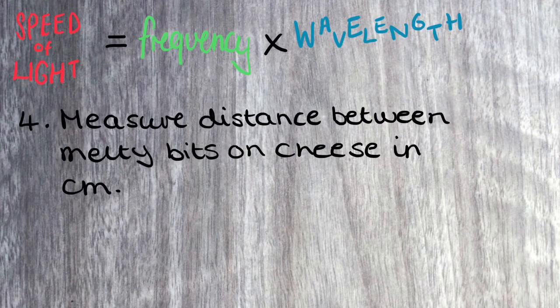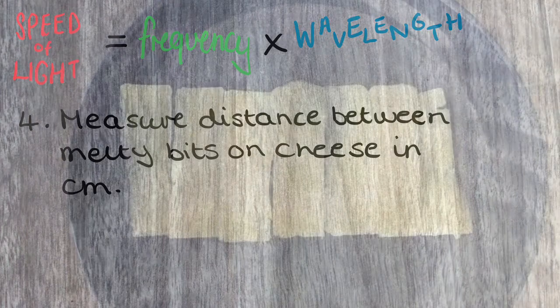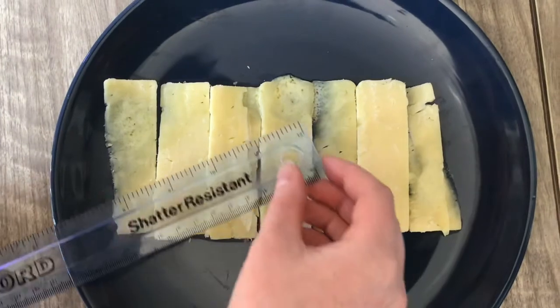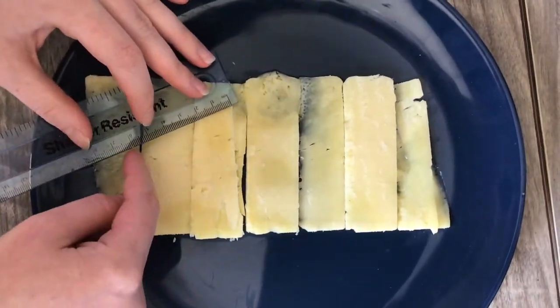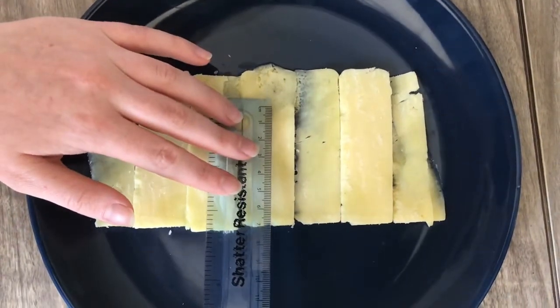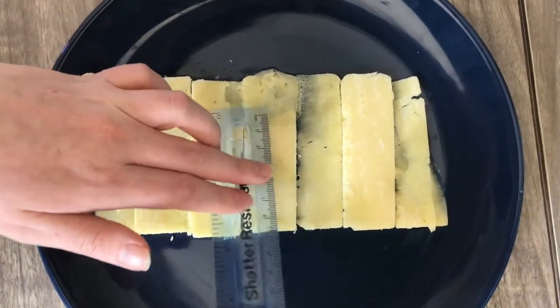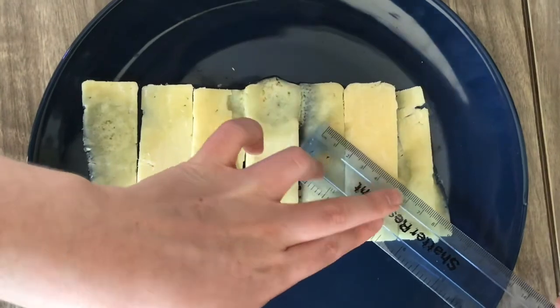After 10 seconds, you should see that some parts of your cheese have melted more than others. Now, you're going to measure from each really melted bit to another really melted bit using a ruler. Make sure you're measuring in centimetres and measure as many different ways as you can.